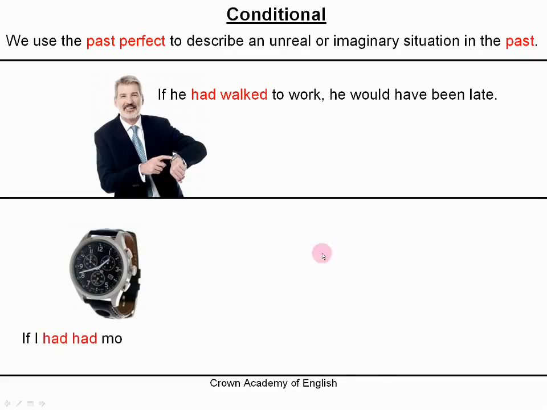Example 2. If I had had more money, I would have bought you a watch. Okay, so again, an imaginary situation. And this is interesting because we can see the word had twice. And remember, the first one here, this is had, this is an auxiliary verb. So the verb have is being used as an auxiliary verb. And this is the verb have being used as the main verb. So it looks strange, it looks a bit weird, but it is perfectly correct. It is the past perfect of the verb have. Had, had.